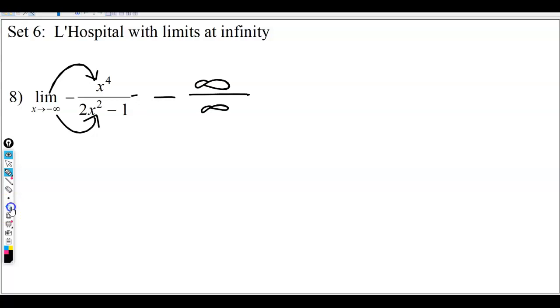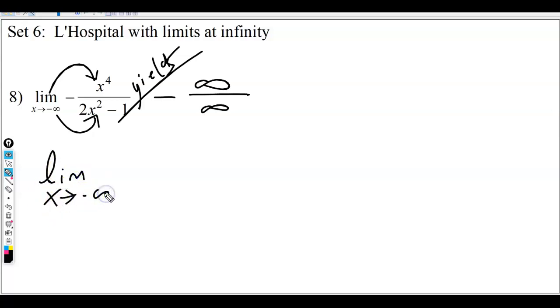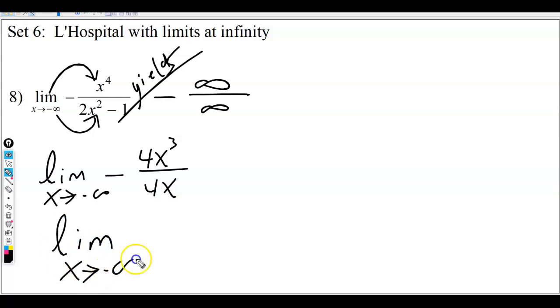So we don't put equals. That was a no-no, Mr. Yields. We don't put equals. All right. So we do L'Hopital. We take the derivative of the top, which is going to be 4x cubed. We take the derivative of the bottom, which is 4x, and we can reduce that. Fours cancel, and x goes into x cubed, leaving x squared.